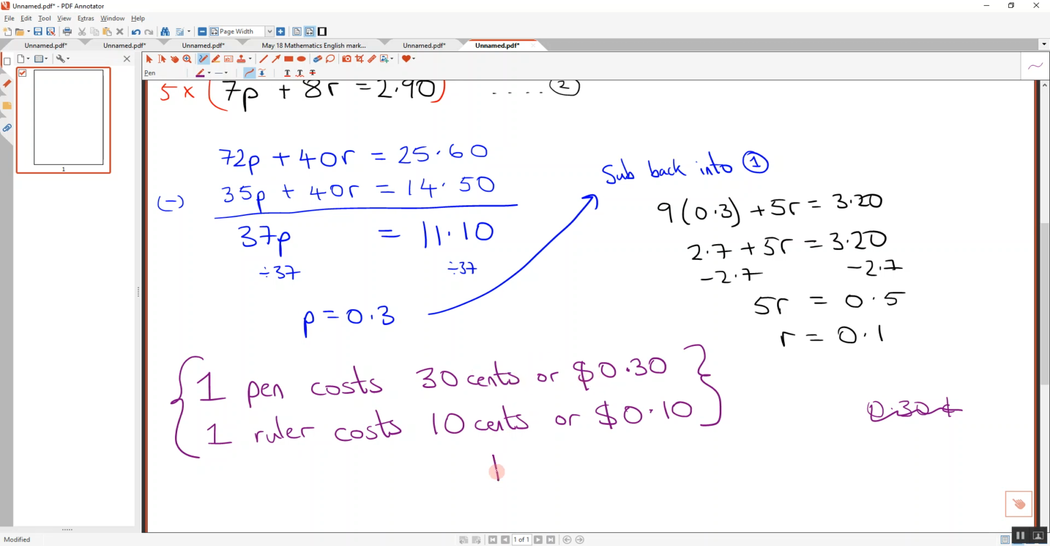And either putting it in cents is fine, or putting it in dollars is fine.